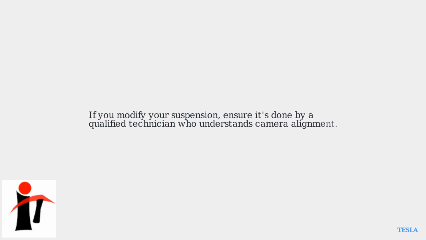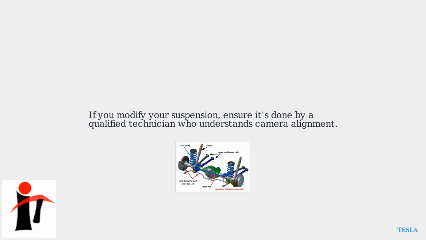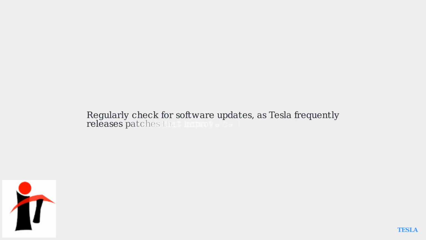If you're planning to modify your vehicle's suspension, it's crucial to have the work done by a qualified technician who understands how changes can affect camera alignment. Improper modifications can lead to persistent calibration issues. Finally, stay on top of software updates. Tesla regularly releases over-the-air patches that improve calibration algorithms and can resolve potential issues before they become problems.